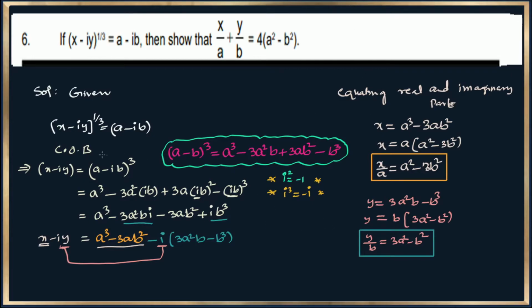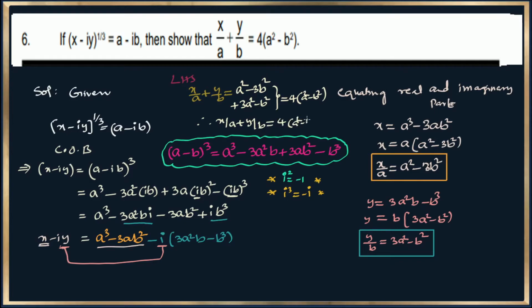What about our LHS? So I am writing our LHS here. We have to find the value of x by a plus y by b. What about the value of x by a? That is a square minus 3b square, plus the value of y by b, which is 3a square minus b square. If you add these two, a square plus 3a square is 4a square, minus 3b square minus b square is minus 4b square. From this we can take 4 common, so a square minus b square. Therefore x by a plus y by b is 4 times a square minus b square. That is our RHS.